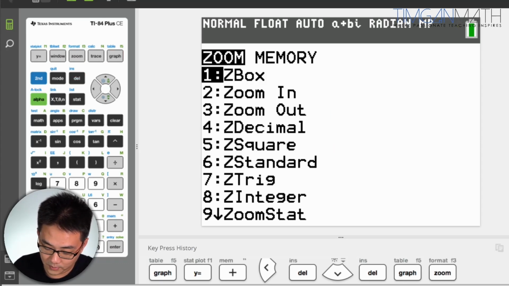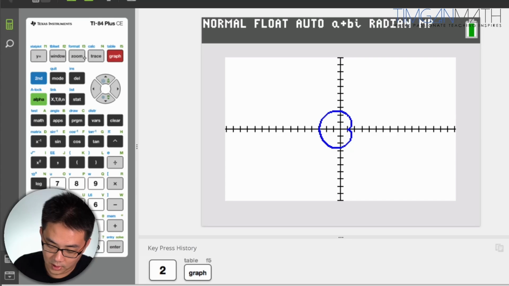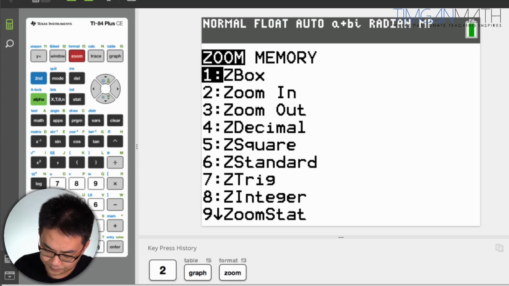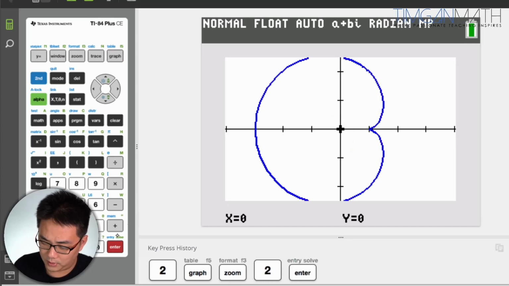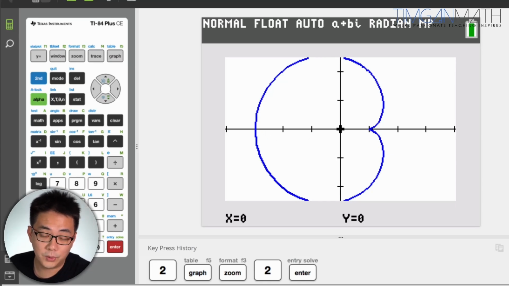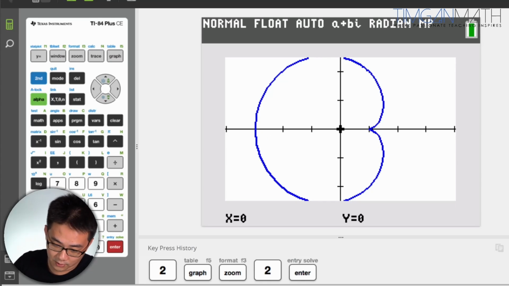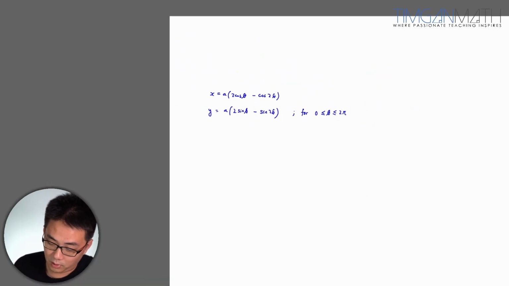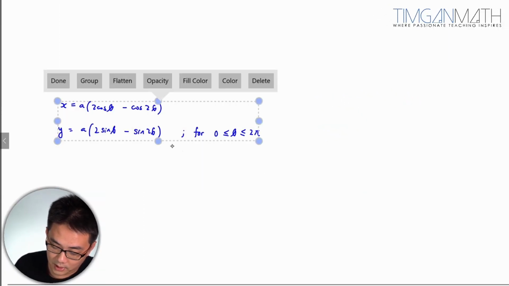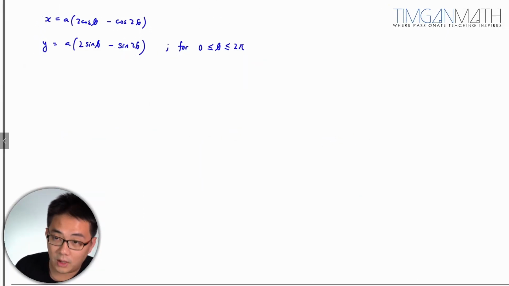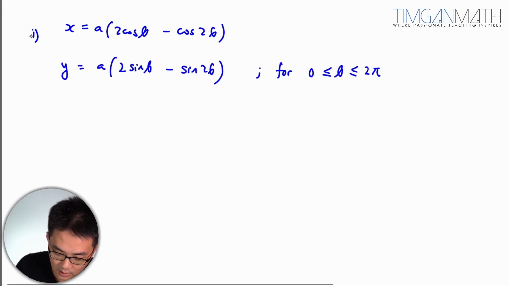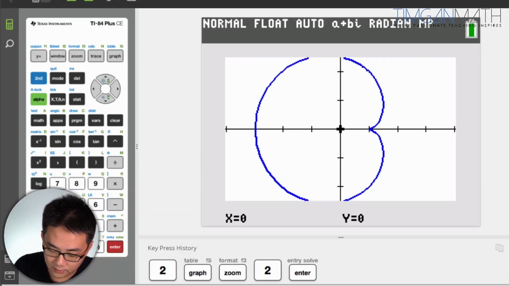So I'm going to zoom in. This is the graph that we see. That's pretty okay. Actually, they don't ask for the x-intercept or whatnot, so we're just going to copy and paste this graph here and see what we get. So for the first part, for a bigger than 0, we get the graph of this shape here. But if you take the negative one, it will be the other shape.